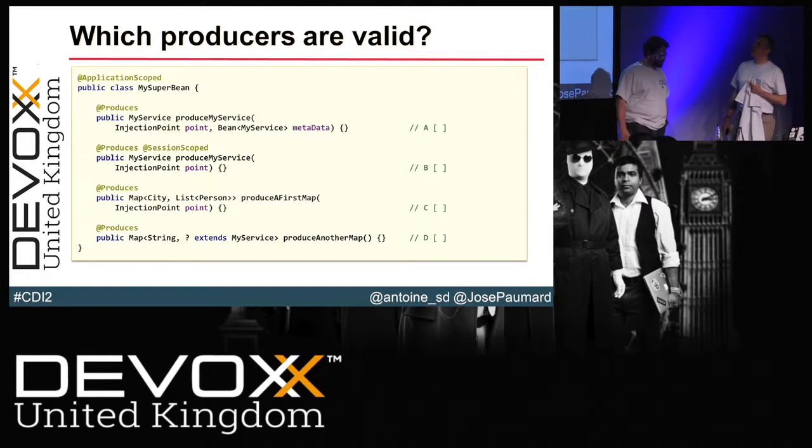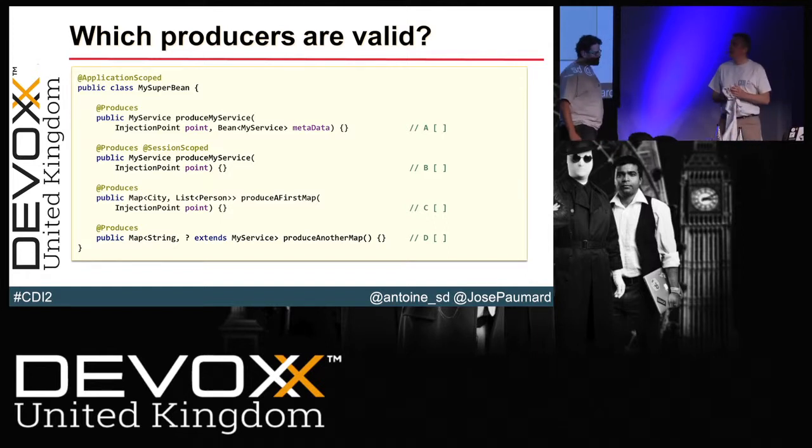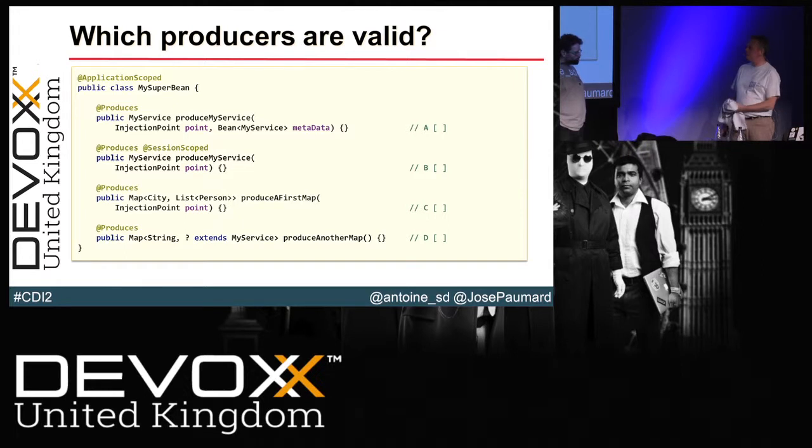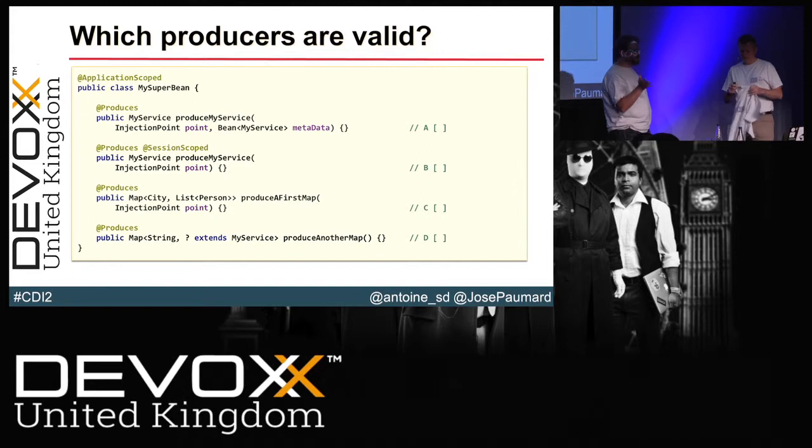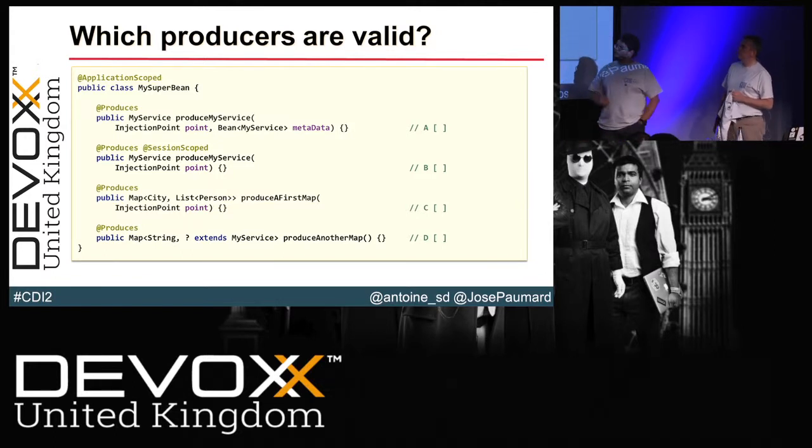All right. Which producers are valid? This is an application scoped bean, so it basically means that it's a bean managed object. So just for people that don't know CDI, a producer is a way to create a bean without creating a class. It's a way of having the returned object from a method used as a bean, injectable. Obviously you need to annotate some kind of method with producers, but you can also annotate fields with the producers annotation. You don't have to put that on methods.